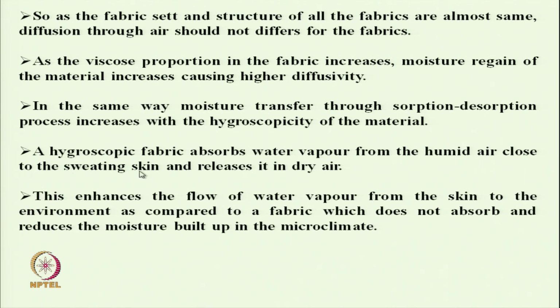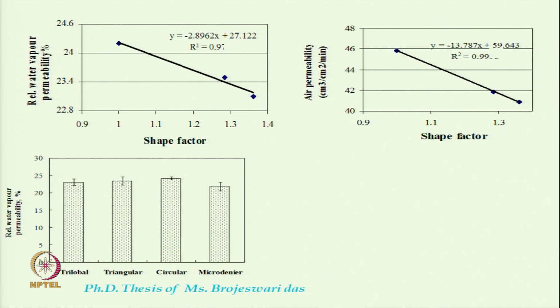So, as hygroscopicity of the fabric increases, it will absorb the water vapor from the humid air which is close to the skin and releases it to the outer environment. So, in this way, for these two mechanisms, with the increase in moisture, that is hydrophilic fiber content, the moisture permeability increases.